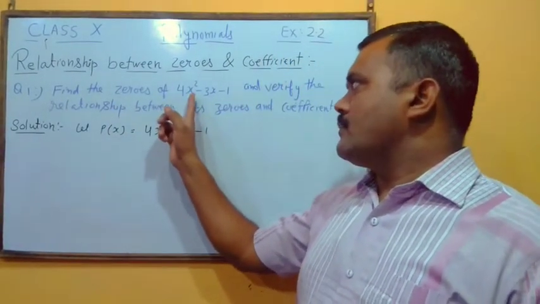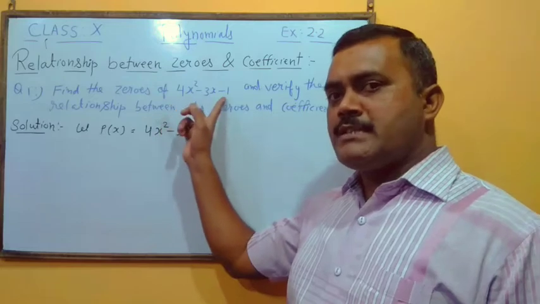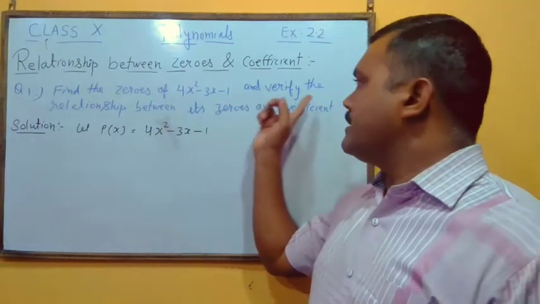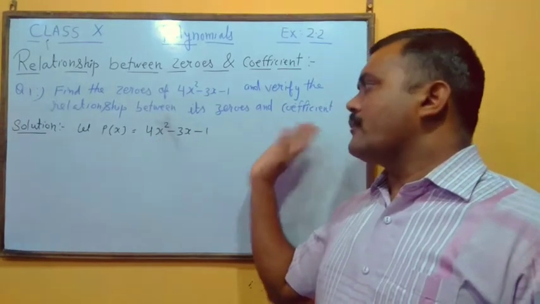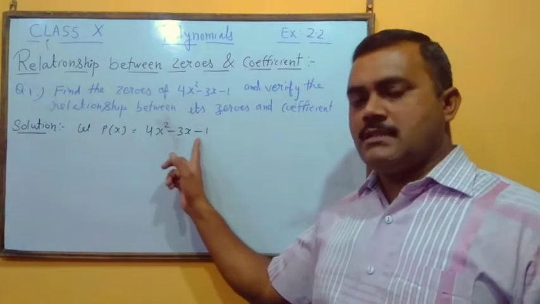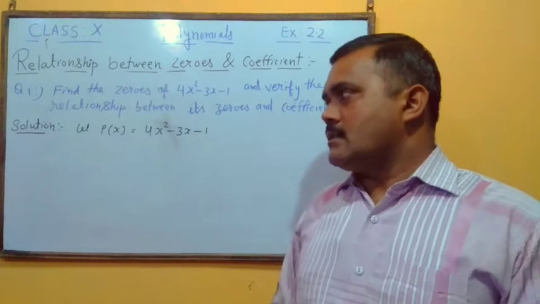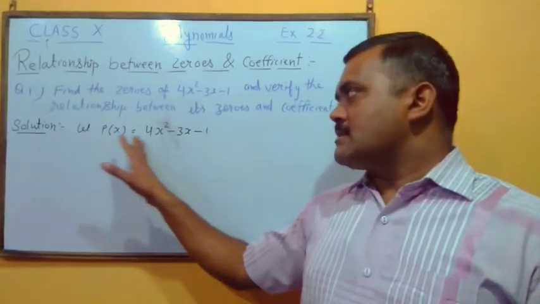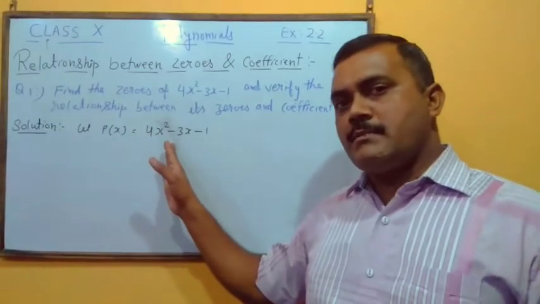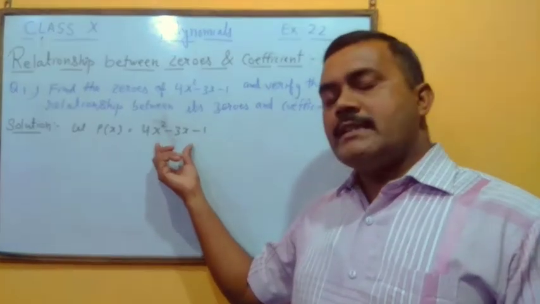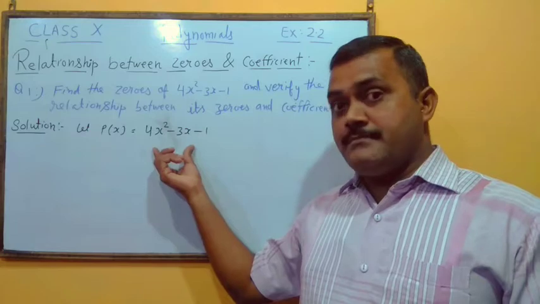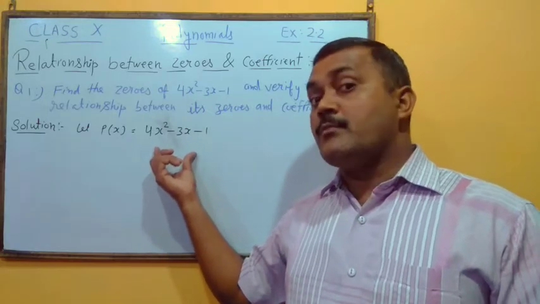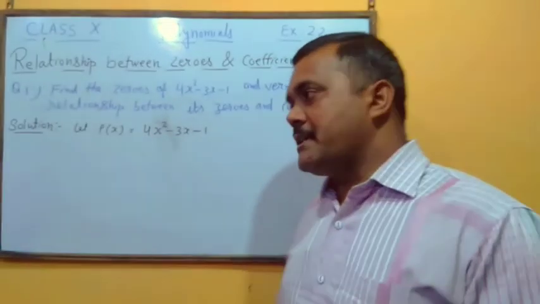Find the zeros of 4x² − 3x − 1 and verify the relationship between its zeros and the coefficients. So how to do the solution? Let p(x) be 4x² − 3x − 1. Now how to find the zeros? You must have studied in 9th class splitting the middle term to find the factors of a given polynomial. We will apply the same thing here.